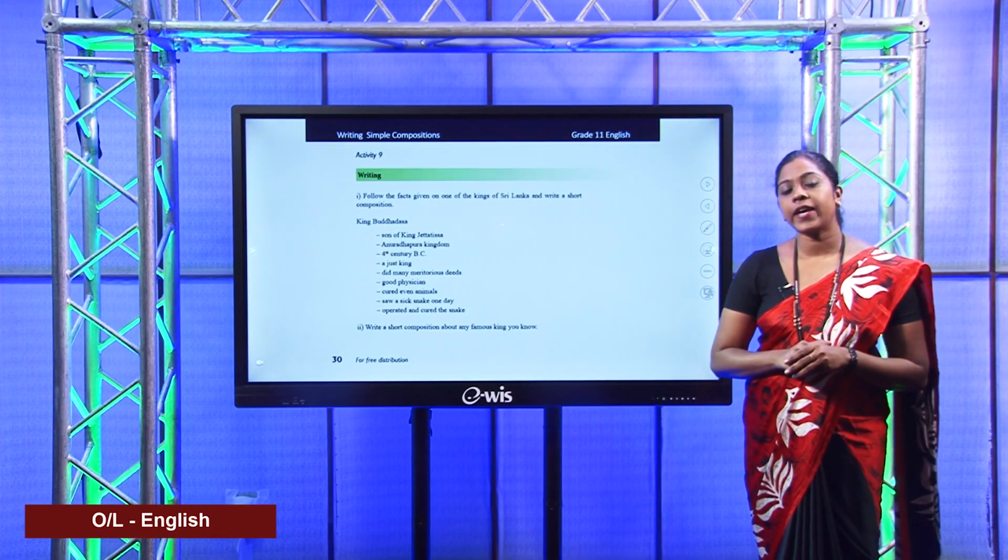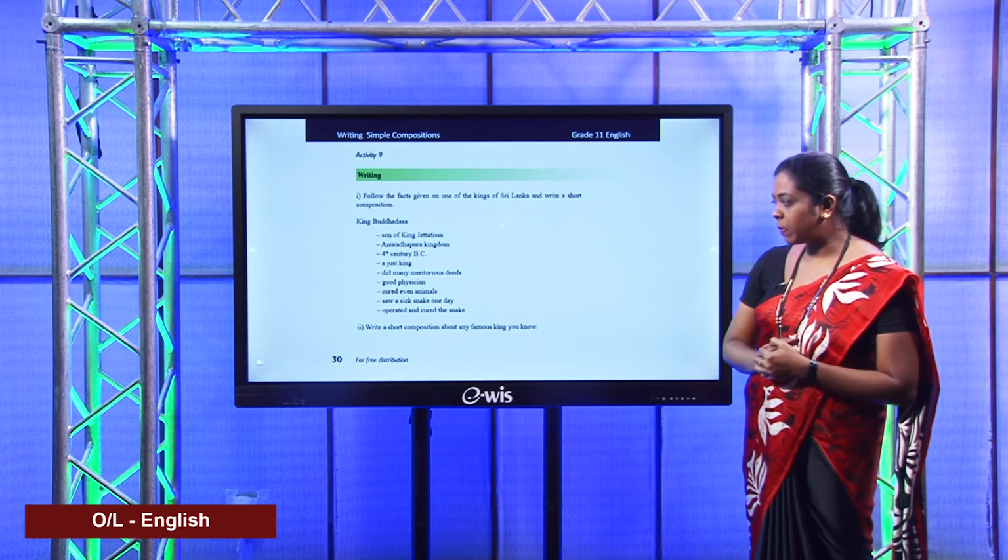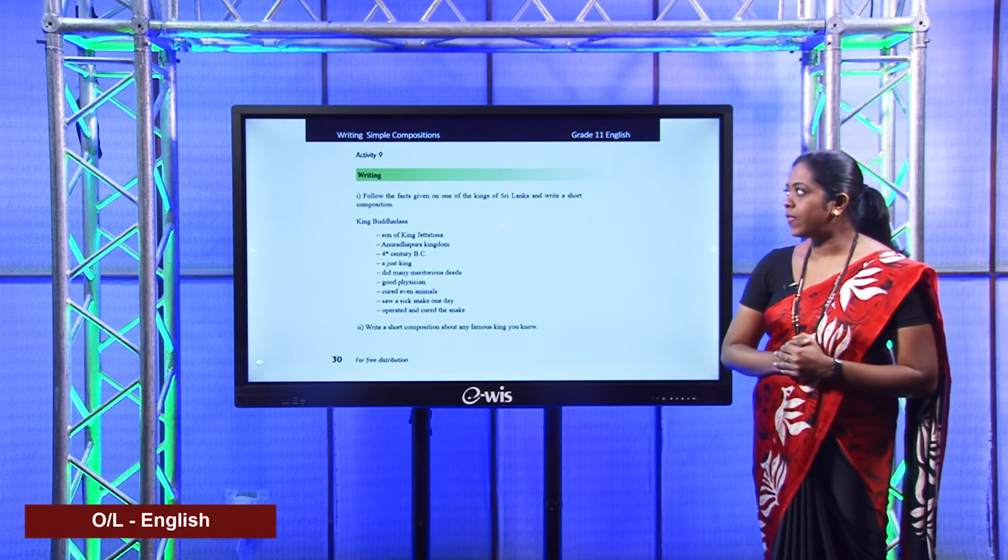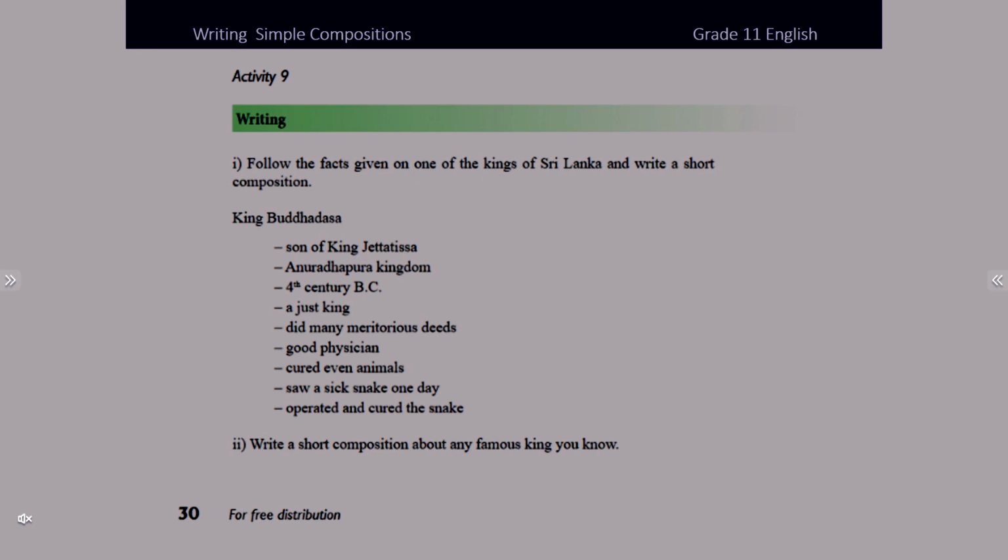Right, now take your textbook, page 30, and there you find this particular activity. Follow the facts given on one of the kings of Sri Lanka and write a short composition. You have details about King Buddhadasa, right? So we're going to take time to do this activity. We are going to go slow. First, you read through the facts given.